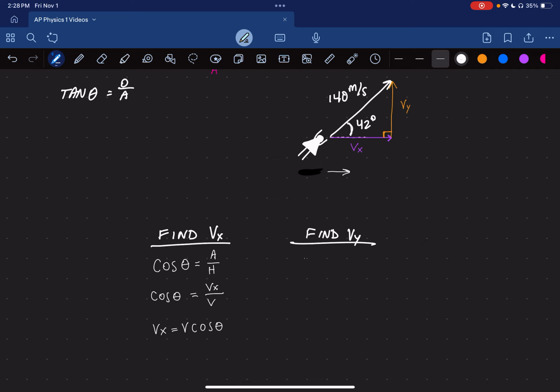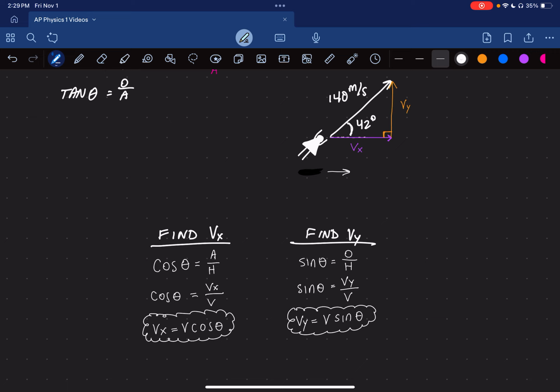For Vy, we'll use sine theta, which is the opposite over the hypotenuse. For this triangle, for the physics here, opposite is Vy, and the hypotenuse is V. And so we can rearrange this for Vy. Vy is equal to V sine theta. So we're not always going to derive this equation, but these you kind of want to memorize.